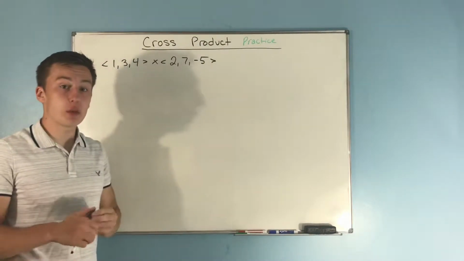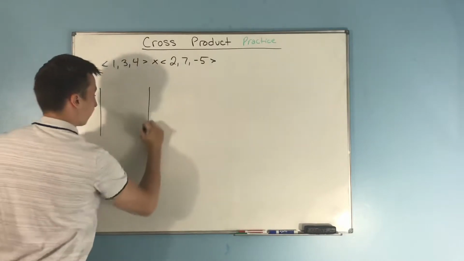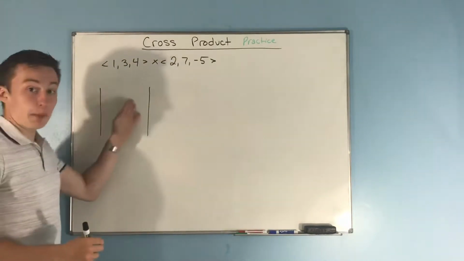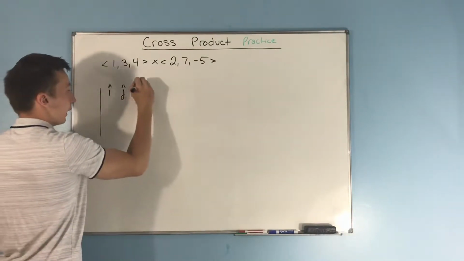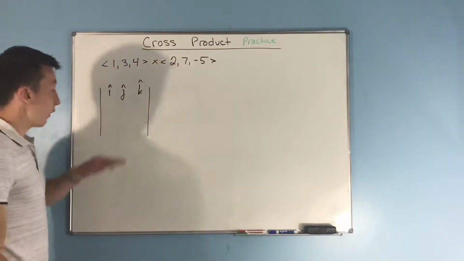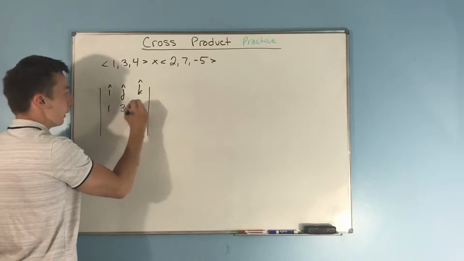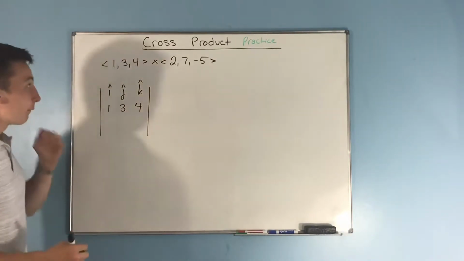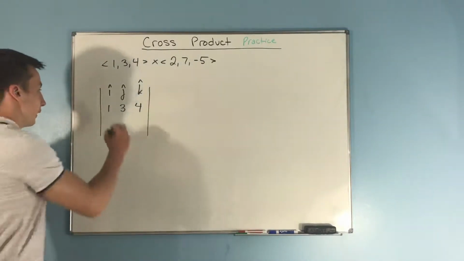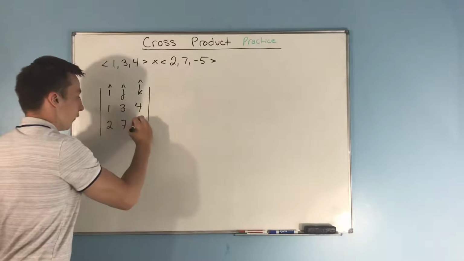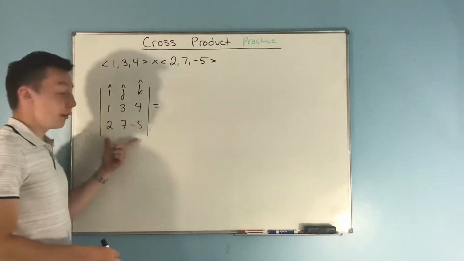Well, the first thing that we have to do is set up our 3 by 3 matrix. On the top line are our unit vectors, i hat, j hat, and k hat. On the second line is our first vector, 1, 3, and 4. And on the third line is our second vector, which is 2, 7, negative 5. And now we just need to find the determinant of this 3 by 3 matrix.